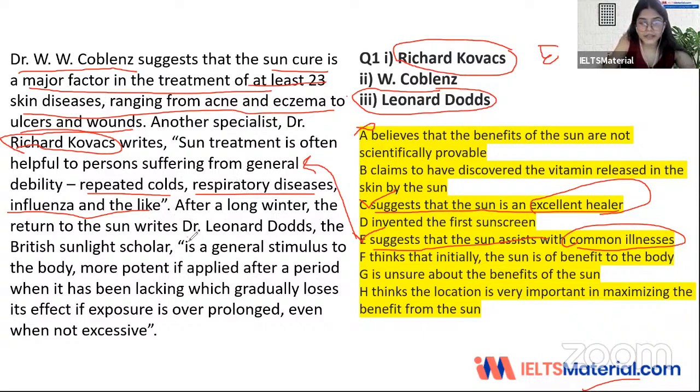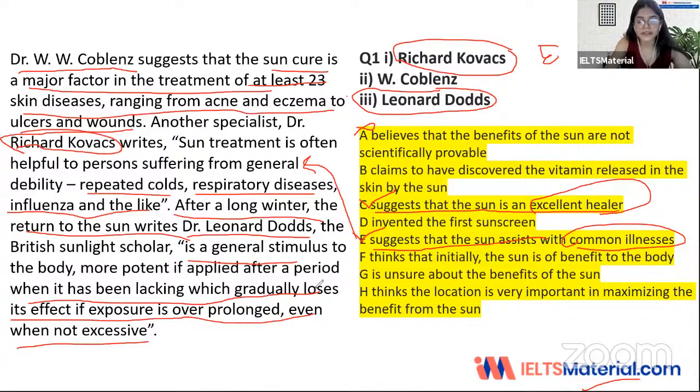It is here, Dr. Leonard Dodds. So what are we required to do? We have to read the first two lines and the last two lines. The first two lines are: after a long winter, the return to sun, writes Dr. Leonard Dodds, the British sunlight scholar, is a general stimulus to the body, more potent if applied after a period when it has been lacking, which gradually loses its effect if exposure is over prolonged, even when not excessive.